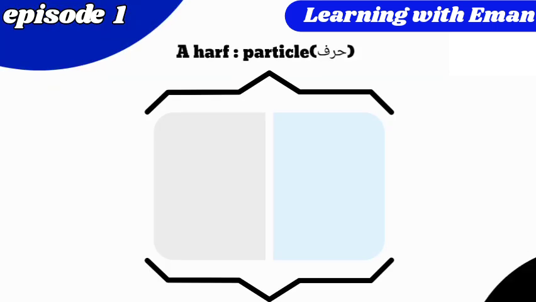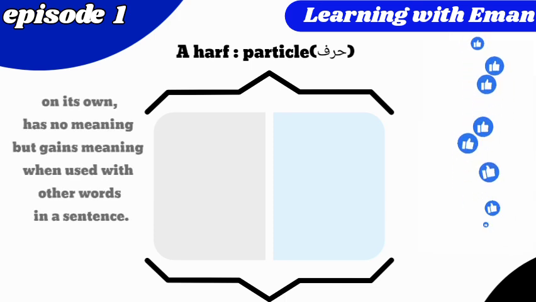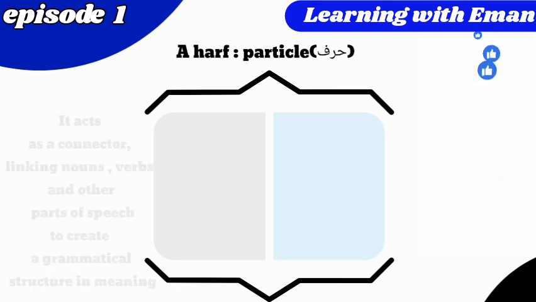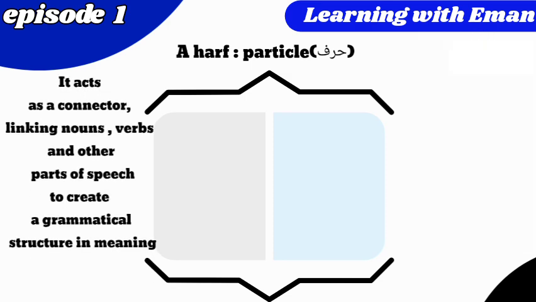The third category is harf. In Arabic grammar, a harf is a particle that, on its own, has no meaning but gains meaning when used with other words in a sentence. They act as connectors, linking nouns, verbs, and other parts of speech to create grammatical structure and meaning.